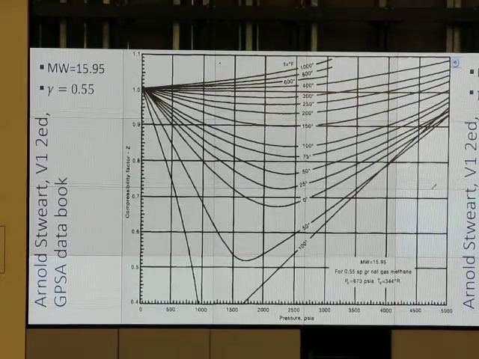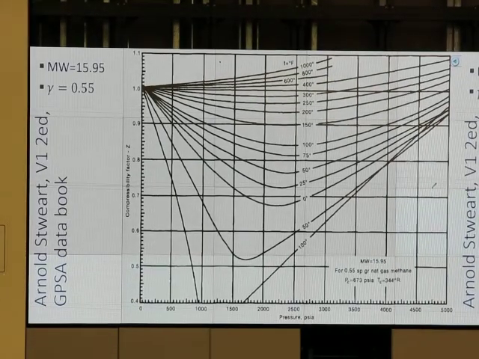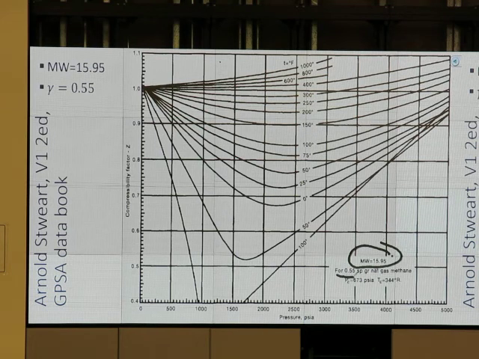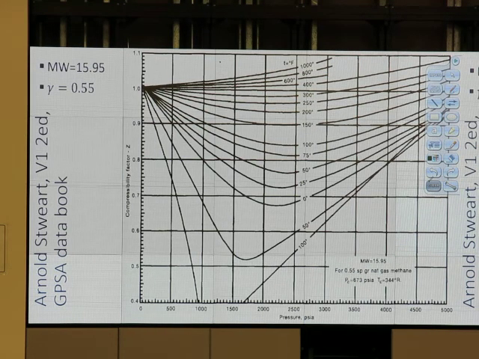PSA data book. Okay, look at this one. Molecular weight of 19 or 15.95, or specific gravity of 0.55. Natural gas, methane. Okay.